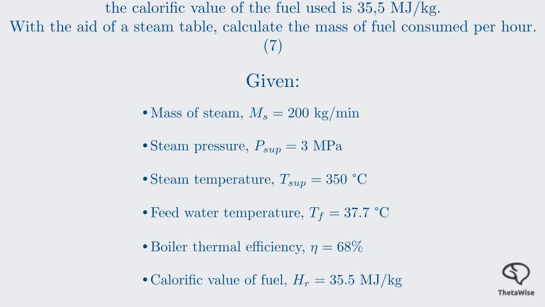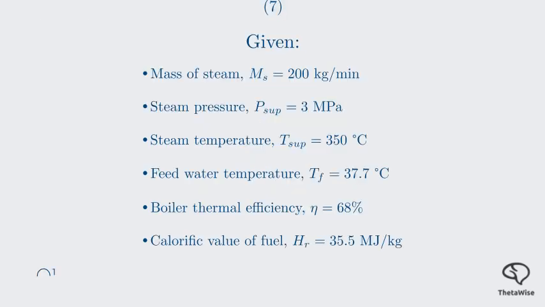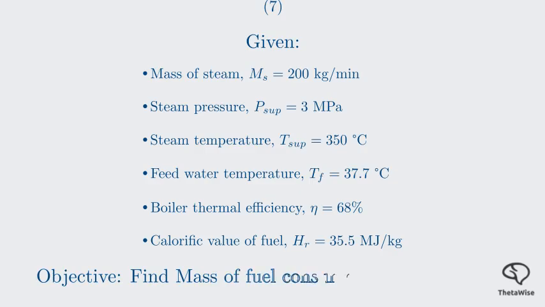This will require us to calculate the energy needed to produce the steam, and then use the boiler's efficiency to find the fuel mass. Objective: find the mass of fuel, m sub f, in kilograms per hour. Let's start by calculating the enthalpy of the feed water, which we'll call h1. For liquid water, the specific enthalpy is approximately equal to the specific heat capacity times the temperature. However, for a more accurate result, we can look up the enthalpy of saturated liquid water, h sub f, at the given temperature in a steam table. The specific heat capacity of water is 4.2 kilojoules per kilogram per degree Celsius.